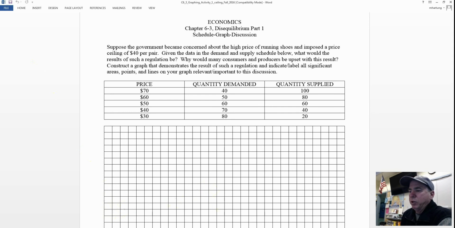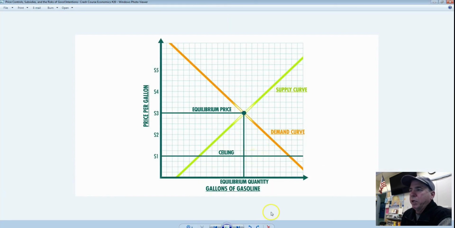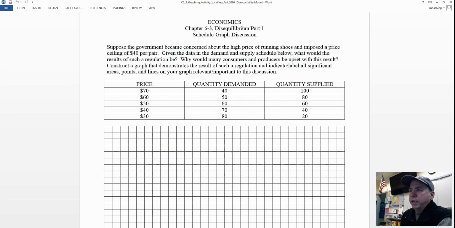Now what does that mean? That means you're going to make it look like this. So there's your model right there. Except of course your numbers are going to be down here on the x-axis as far as the quantity supplied, and then the price. And so you'll graph all of that right over here.